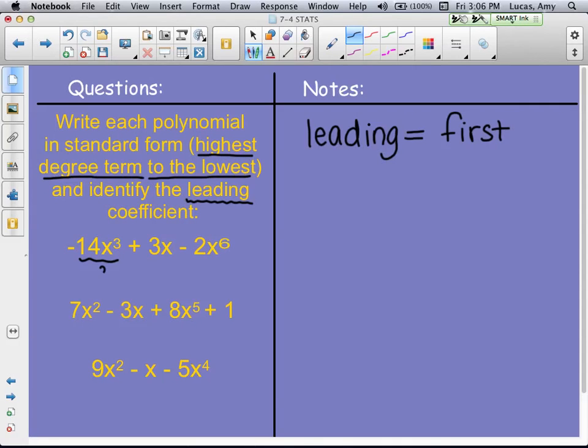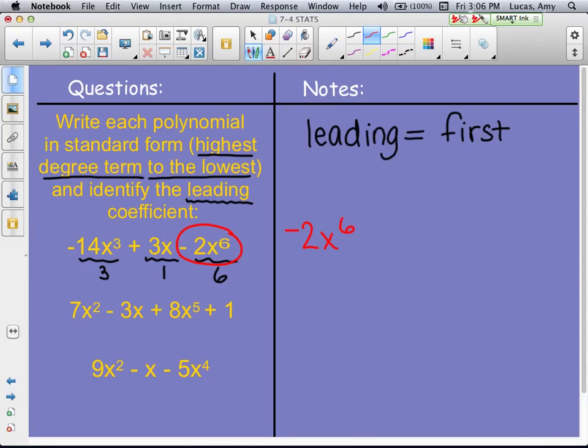So this degree is 3, degree 1, degree 6. 6 is the highest. So I am going to take this term and write it first. Negative 2, x to the 6th. Notice that I brought the negative sign with it because the sign in front of the 2 goes with it. So if it had been a plus, it would be a positive 2x to the 6th. Because it's a minus in front, it's a negative.